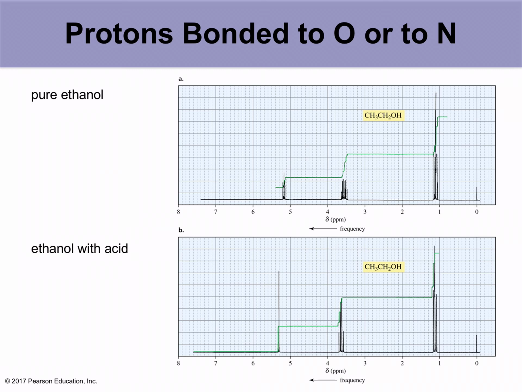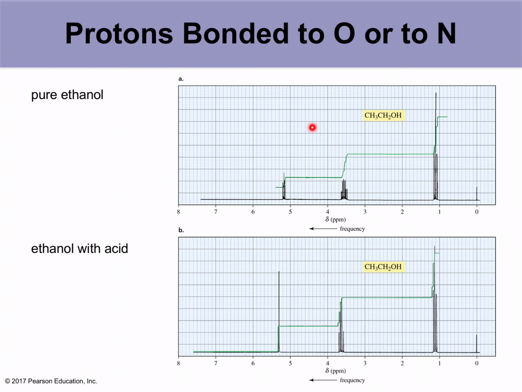Protons bonded to oxygen or to nitrogen. Now this is ethyl alcohol, CH3CH2OH. This is the CH3 group, and that is going to be a triplet due to the neighboring 2 hydrogens, and then the middle 2 hydrogens are here. That's going to be a quartet due to these 3 hydrogens, and this 1 hydrogen on oxygen can be a triplet due to these 2 hydrogens.